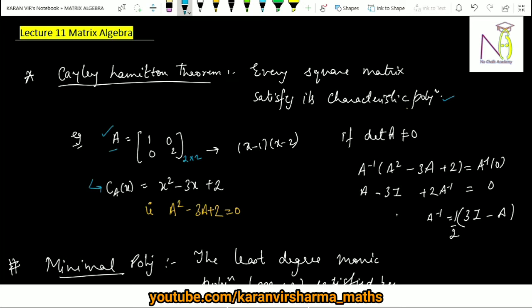So x square minus trace. What is the trace? 2 plus 1, which is 3, plus the determinant, and the determinant here is 2. So the theorem states that every square matrix satisfies this characteristic polynomial. So if you replace x with A, and if you find the value of A square minus 3A plus 2 identity, this will come out to be 0.